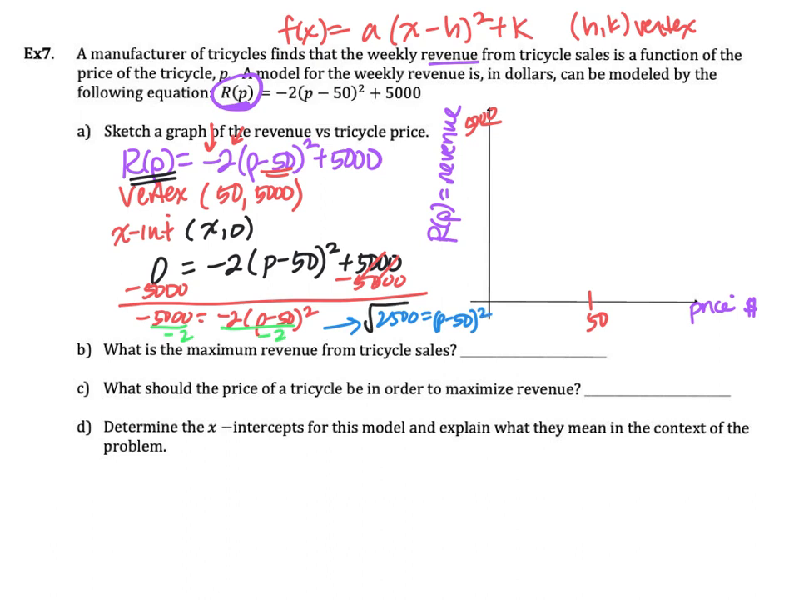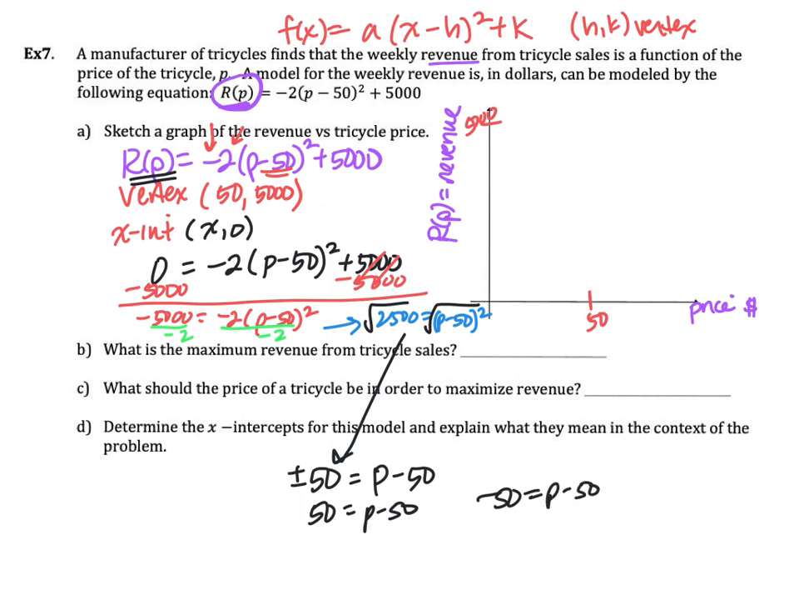Then I can take the square root of both sides. The square root of 2,500 is 50 because the square root of 25 is 5. So remember, you have to put the plus or minus in front of that. And then we get P minus 50. So I either have 50 equals P minus 50, or I have negative 50 equals P minus 50. So when I solve for P, I either get 100 or I get 0.